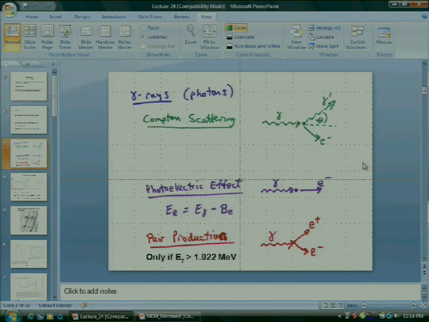So these two processes are related, but notice that here there is no secondary photon because all the energy is carried away by that electron. Whereas here, you've got a recoiling electron and a secondary photon.